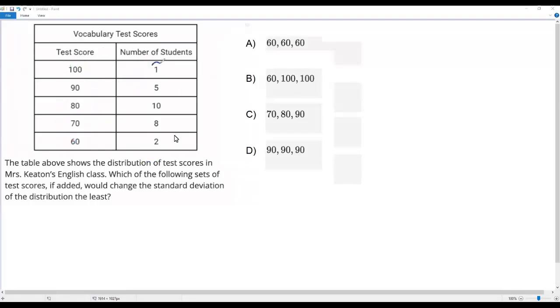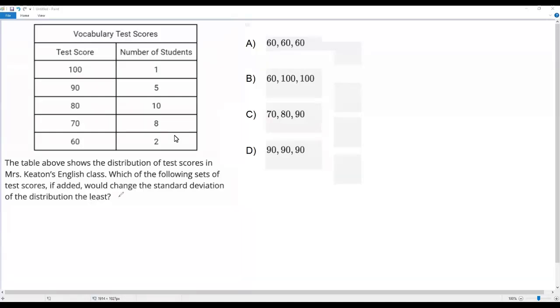There's only one student with the test score 100, and there are 5 students with the test score 90 each. In this way we have categories for the test scores 80, 70, and 60 with their numbers of students. Now let's go to the information here. The table above shows the distribution of test scores in Mrs. Keaton's English class.